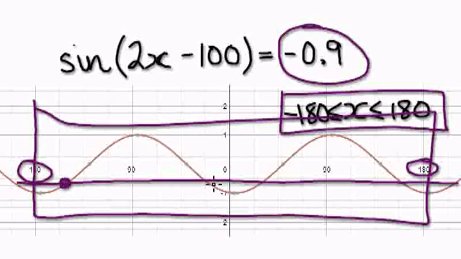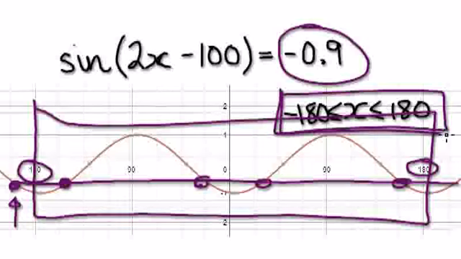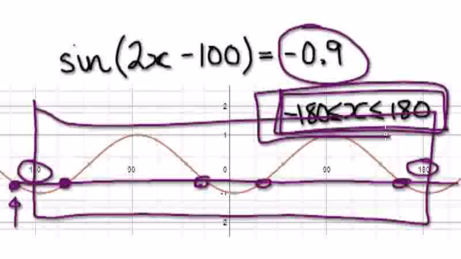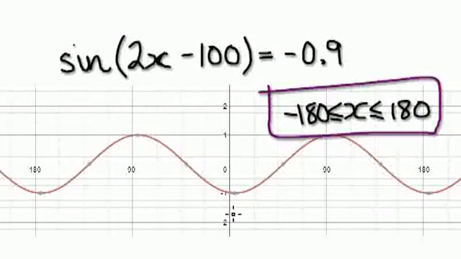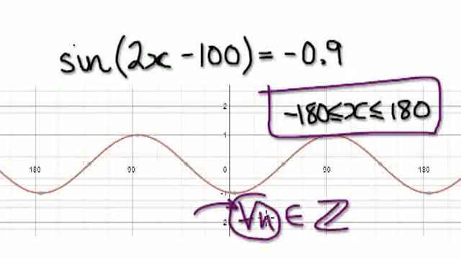So you see, this is a solution here. This is a solution. This is a solution. But this point here is not a solution because it's beyond our range here. Because I've placed a range on here, you cannot say in your solution, for all n belonging to a set of integers. You see, this symbol here means for all n. So it's saying that it works for all n as long as it's an integer.